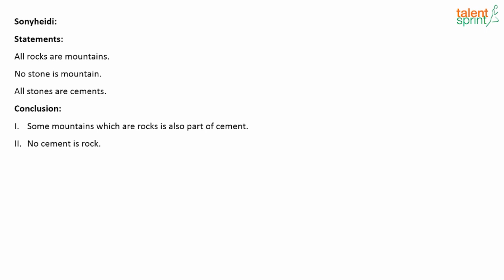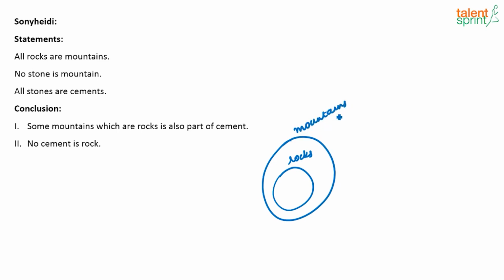So what is given here? All rocks are mountains, and no stone is a mountain, and it is given all stones are cement. Okay, first conclusion: some mountains which are rocks are also part of cement. So basically these mountains, whichever mountains are there here, are part of cement.